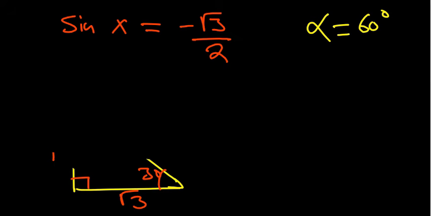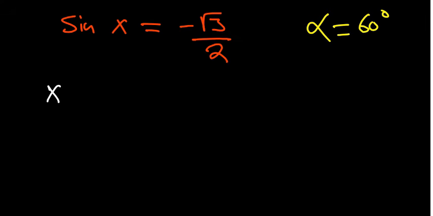Now you ask yourself, where do I expect my sine to be negative? It's in the third and fourth quadrants. In the third quadrant, we said you add to 180. So 180 plus 60 will be 240 degrees. And then of course in the fourth quadrant, subtract from 360, which will give you 300 degrees.